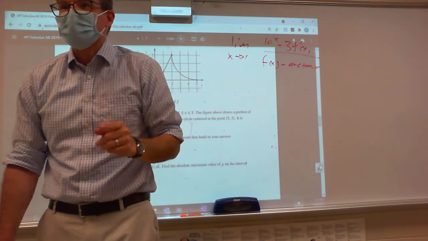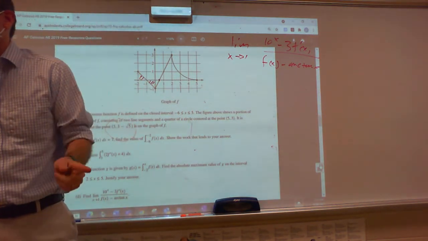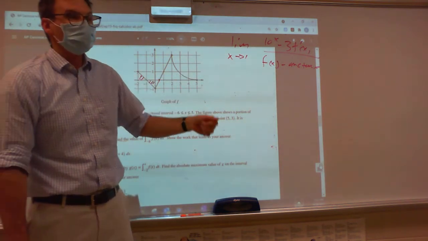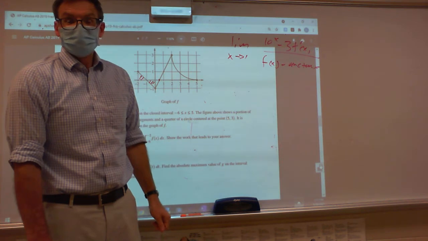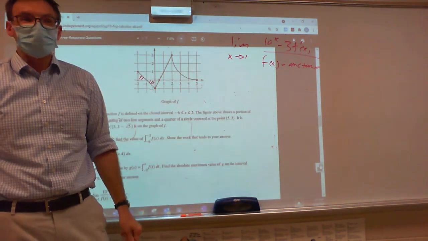Okay, there's a problem. For you to use L'Hopital's rule, what must happen? You have to get an indeterminate form. You've got to get 0 over 0. So just because you see something weird, don't automatically assume you're going to be using L'Hopital's rule.